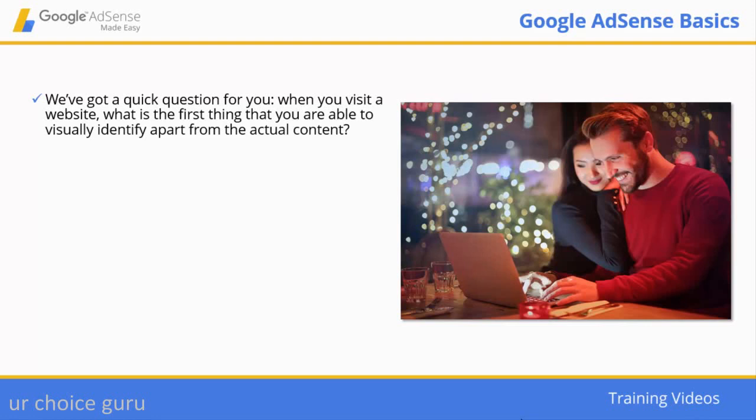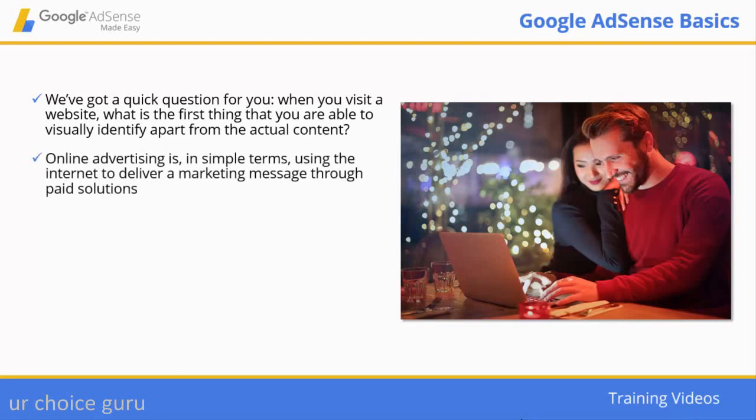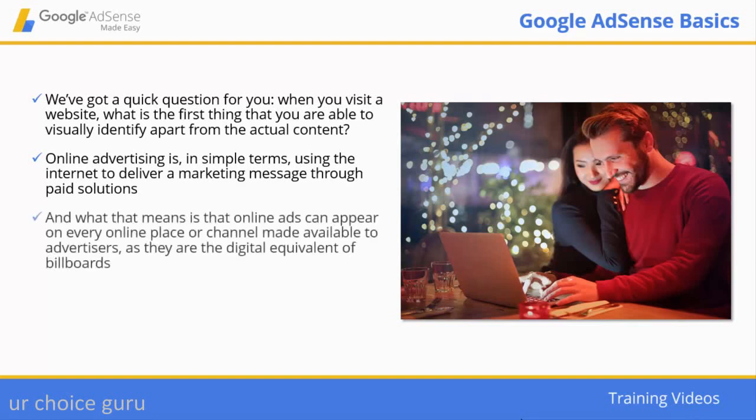And that is because online advertising is everywhere. We have grown so used to it that we just take it for granted. But what is online advertising really all about? Online advertising is, in simple terms, using the internet to deliver a marketing message through paid solutions. And because of its online nature, it can basically take form on any possible placement that you can imagine. And what that means is that online ads can appear on every online place or channel made available to advertisers, as they are the digital equivalent of billboards.